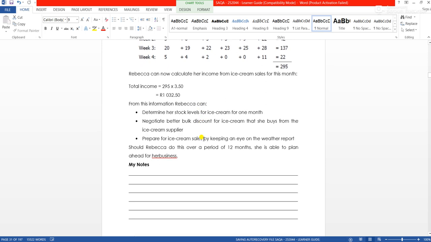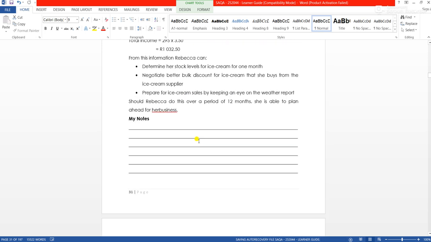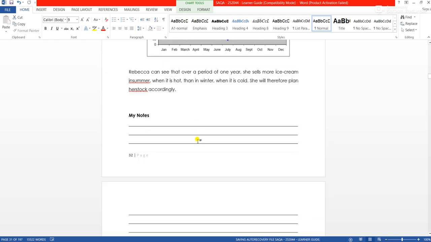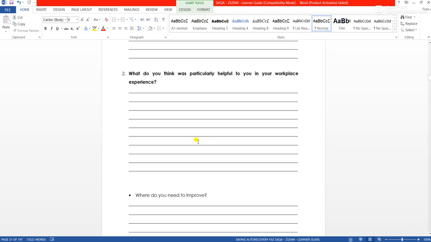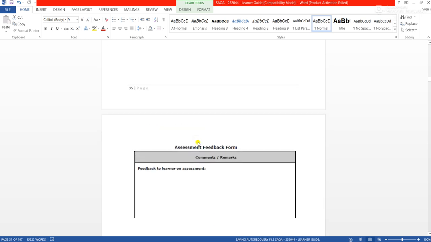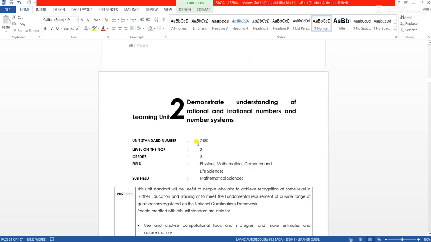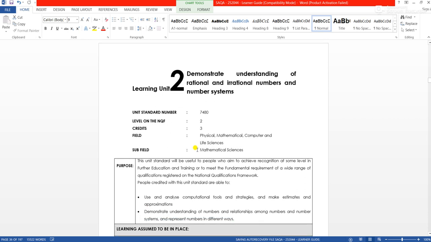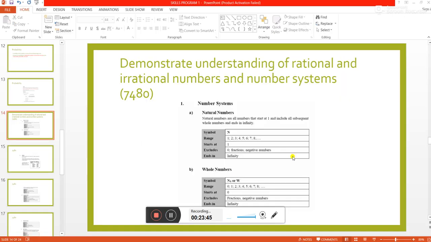So now we are done with the unit standard 9009. So we need to move on to the next unit standard, which is 7480. So on to the next unit standard. We have the title for this unit standard, which is 7480. Demonstrate understanding of rational and irrational numbers and the number system.